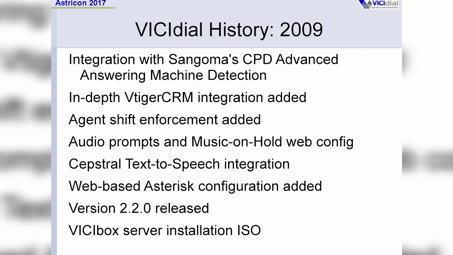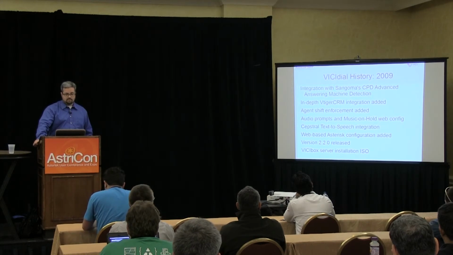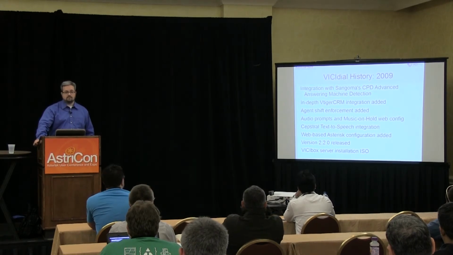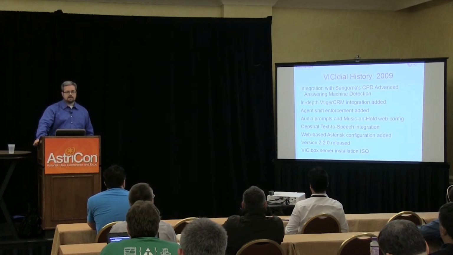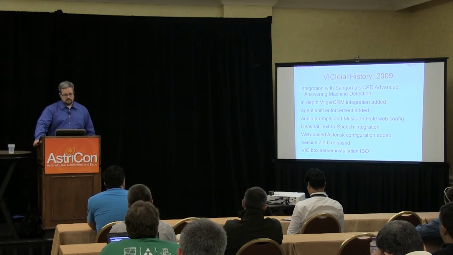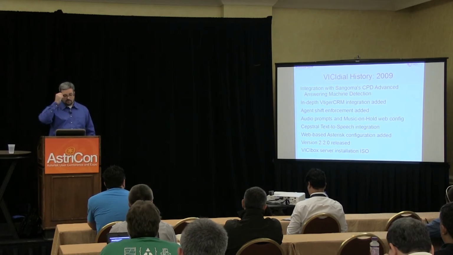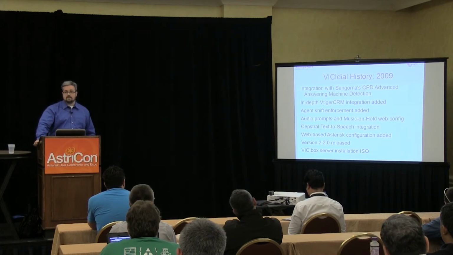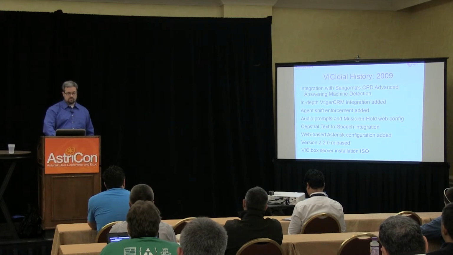We added agent shift enforcement, which lets agents only log in during specified days and times. We put audio prompts and music on hold in the web config. We added integration with Kepstrel text-to-speech for inbound and outbound. We finished off our web-based Asterisk configuration, where you configure phones, you configure IVRs, things like that, and it creates the conf files within Asterisk and then forces reloads to those modules. So it's all automatic. And we released our version 2.2. And we also put out our first VICIbox server installation, which at that time was Ubuntu based.